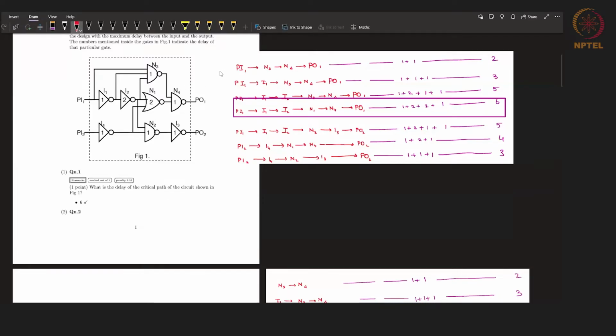So I have listed down all of the paths here, PI1 to N3 to N4 to PO1. This could be one path. There are this many number of paths. And if you look at this path, which is PI1 to I1 to I2 to N1 to N4 to PO1, you have a delay of 6. Therefore, this is the critical path. The delay of the critical path is 6.